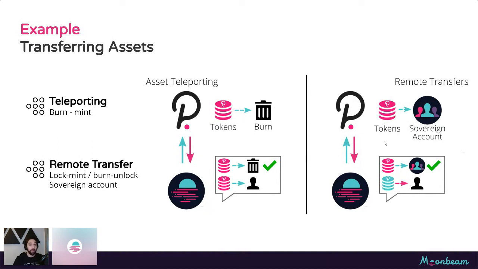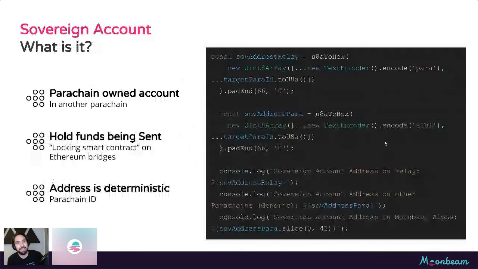The sovereign account is basically a parachain-owned account in another parachain or even the relay chain. Moonriver, for example, has a sovereign account on Kusama, and it has a sovereign account as well on StateMine. Like I said, it's an account owned by the whole parachain itself. It's not owned by one individual or by two or by three. It is held by the whole parachain, so there is no real control over this sovereign account.